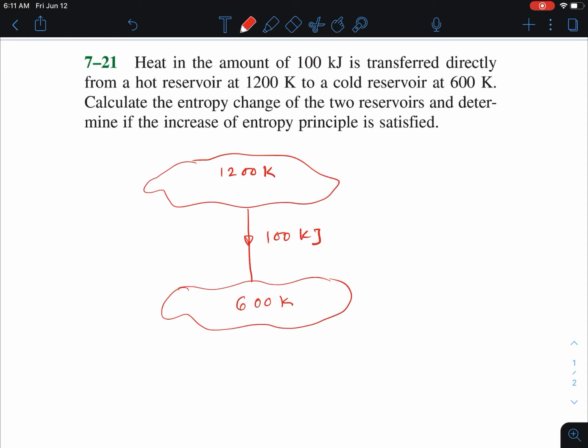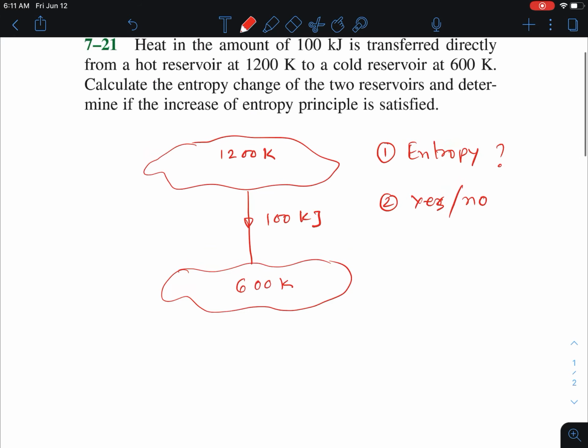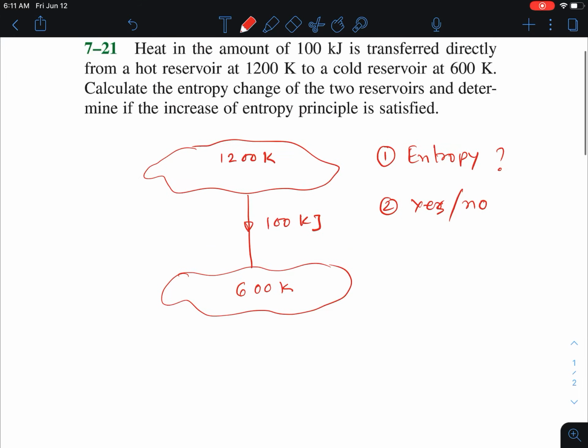So first, we have to determine the entropy of the two reservoirs. And the second thing is that it's asking whether the increase of entropy principle is satisfied or not, yes or no. So let's go ahead and calculate the entropy at two different states, state 1 and state 2, or for thermal reservoir 1 and thermal reservoir 2.